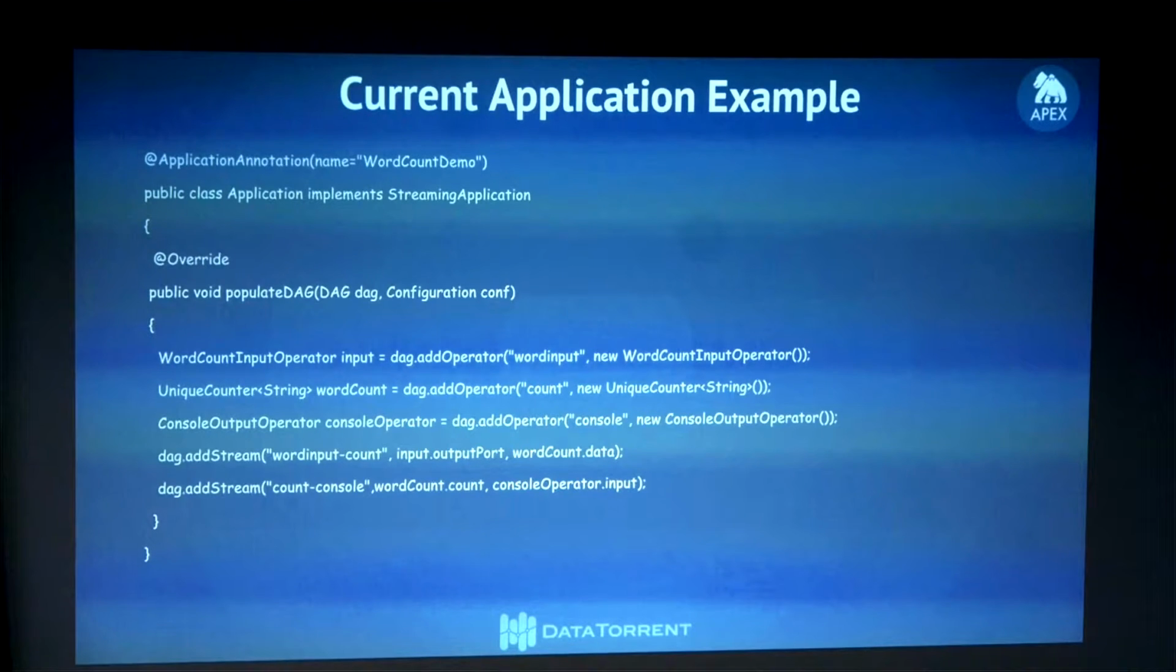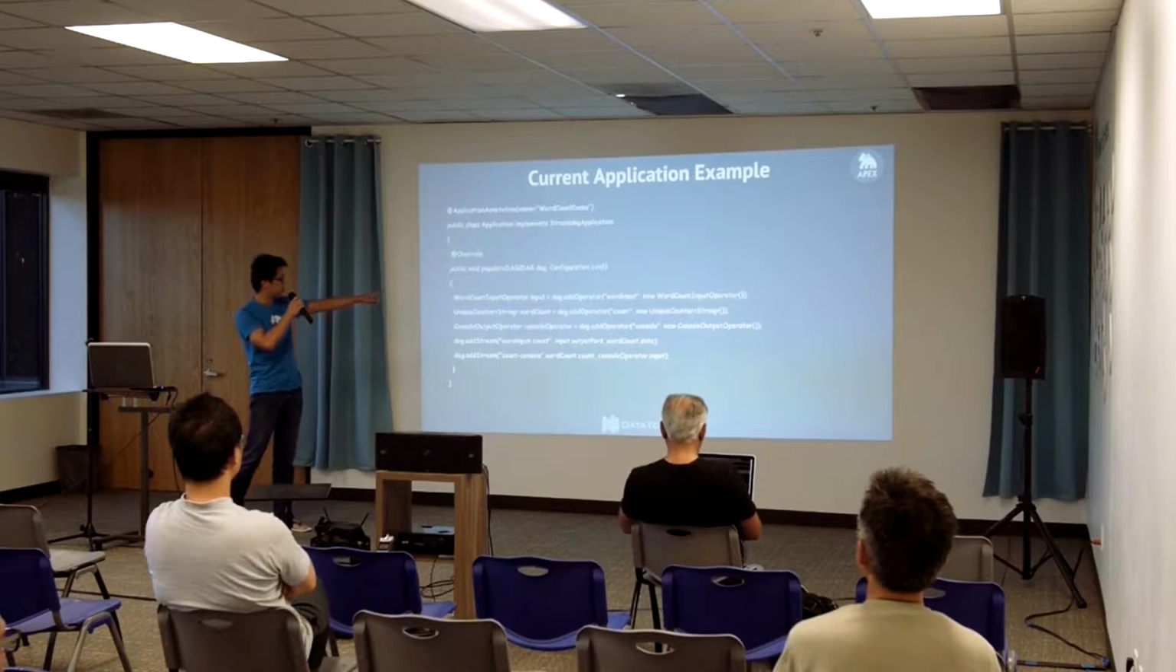Each application in Apex is called a streaming application, and you have to construct your DAG. In this you have to override the populateDAG method to construct the DAG. As you can see, to construct the DAG, you first add a couple of operators, which are vertices in the DAG. In this example, this is the word count example. So in this example, it actually has 3 vertices.